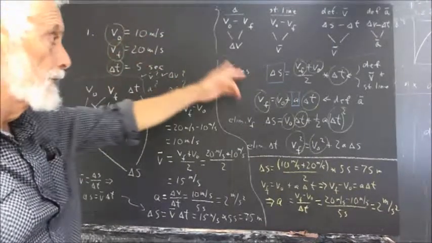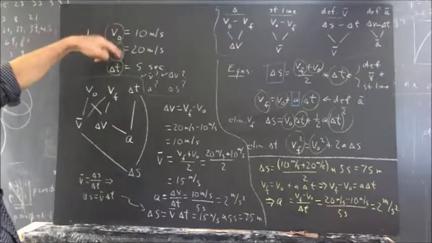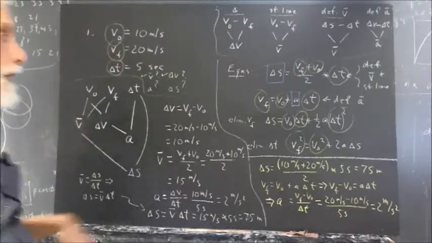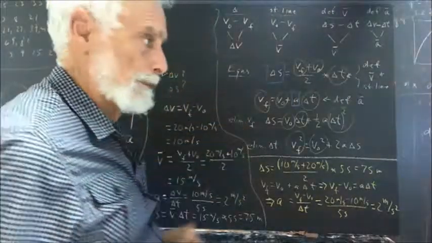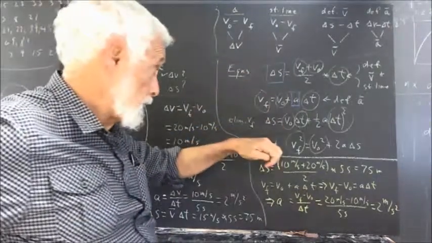Now let's solve the same problem using the equations. I put yellow circles around V0, Vf, and delta T. Those are the given quantities, and I've listed the equations. Okay, now let's talk a minute about the equations before I get into the circling.